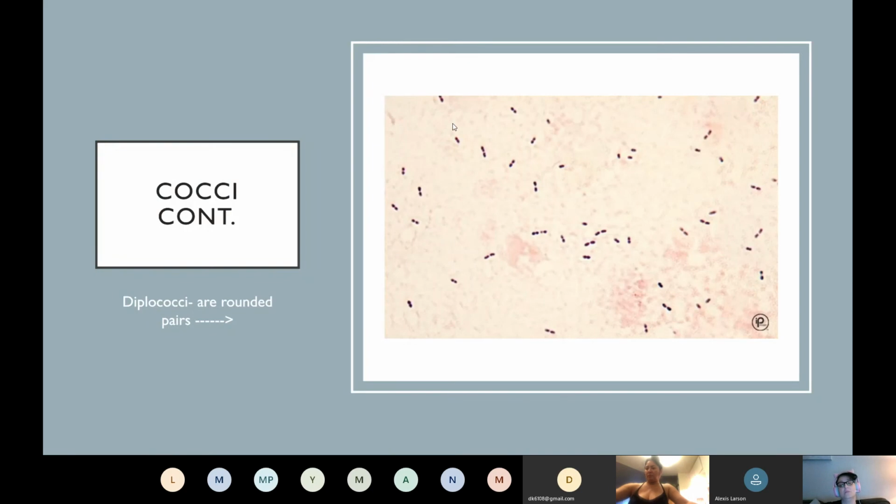And then sometimes the cocci will pair up and bond with another one. And when this happens, these are called diplococci. And this means there's two for di, right? And this is what they look like. They kind of look like little ants, but it's just two separate round cocci that have joined, okay?